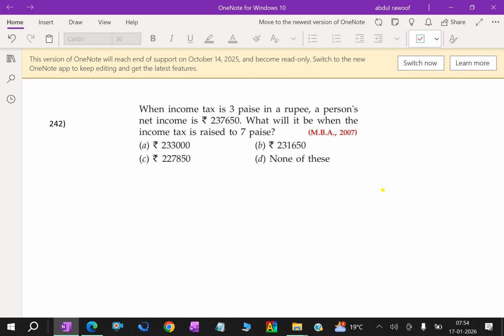Look at here. When income tax is 3 paisa in a rupee, a person's net income is this much. What will it be when the income tax is raised to 7 paisa? Here, look at this. The tax is 3 paisa per rupee, that is 3%.